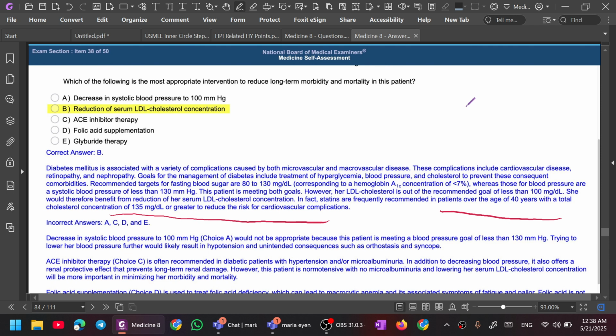Okay. ACE inhibitor therapy is often recommended in diabetic patients with hypertension and microalbuminuria. In addition to decreasing blood pressure, it also has renal protection. However, this patient is normotensive with no microalbuminuria, and lowering the LDL cholesterol will be important. And it's not glyburide because we use it to treat hyperglycemia in diabetic patients. This patient's blood sugar is within control, and attempts to further decrease can lead to hypoglycemia.